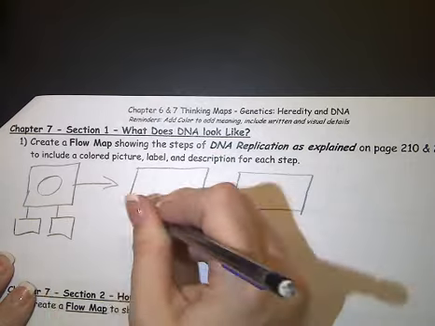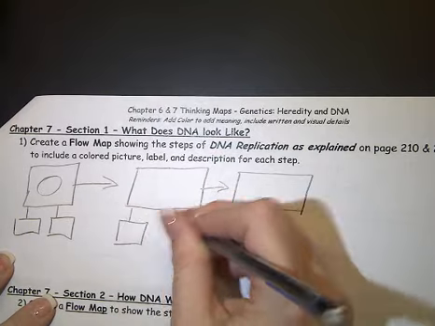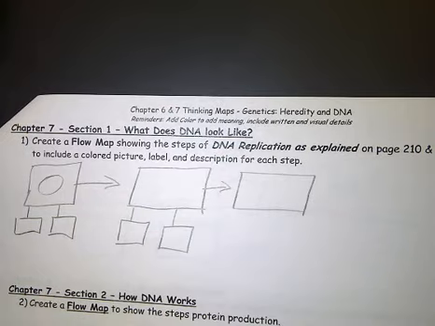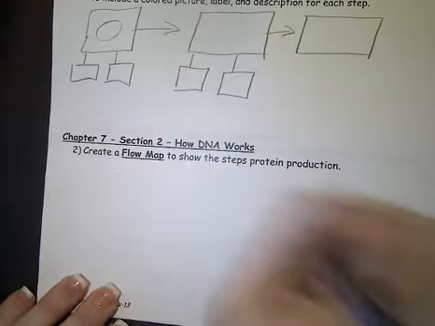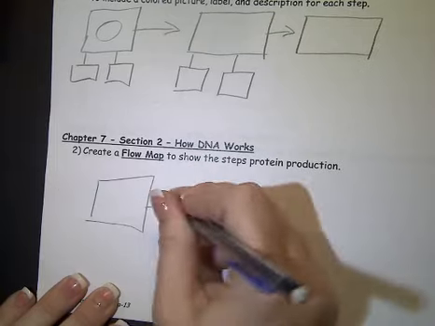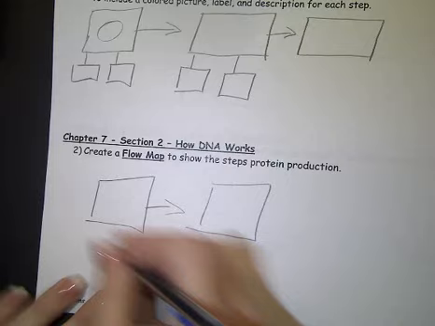And then protein synthesis, protein production. Same type of thing where you're doing your flow map. And this one might also help to have images as well as details explaining what is happening. So you'll be explaining protein production.